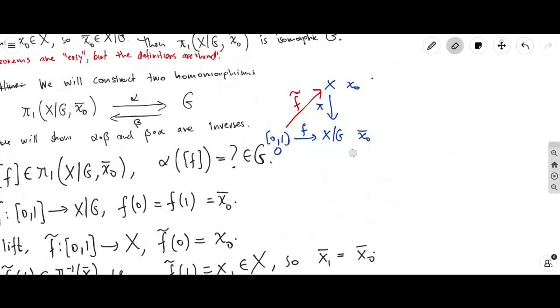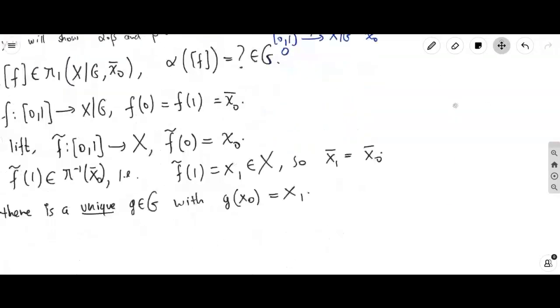So maybe this picture will make it a little bit easier. Let's go back to this picture. The lifted path, its endpoint, is not necessarily x0 again. It's not necessarily a closed path. So it's a path from x0, and let's say the other endpoint is x1. Then x0 and x1 are in the fiber over this point. By definition, it means that they are related to each other by something in the group. There's something in the group that will translate x0 into x1.